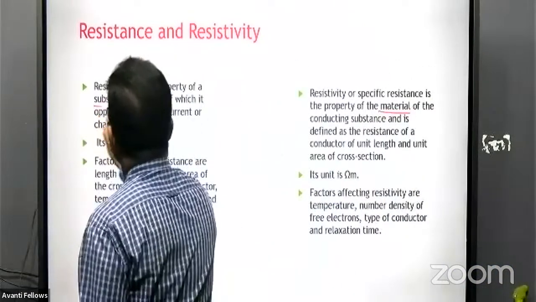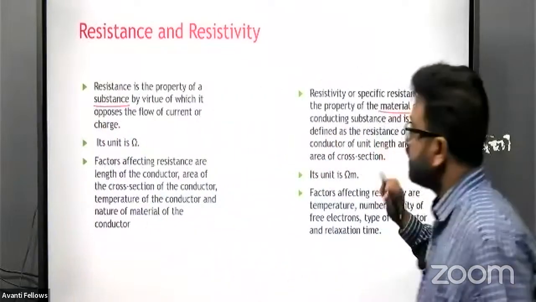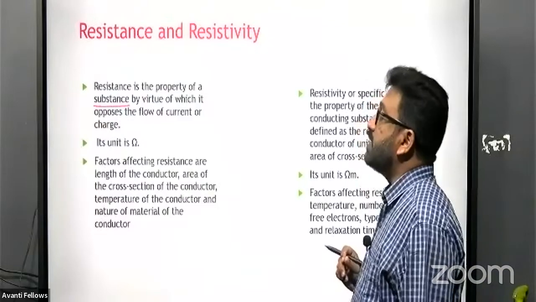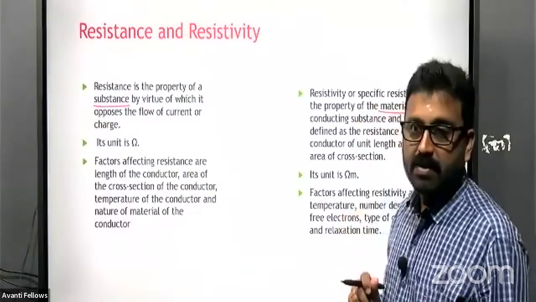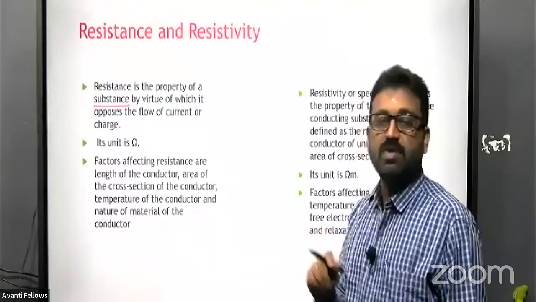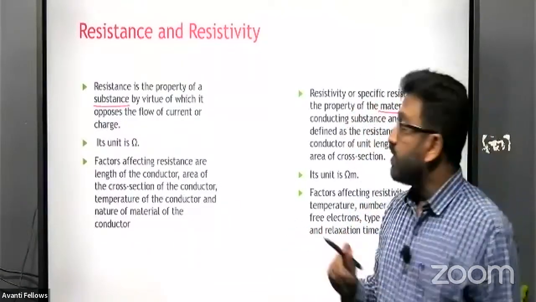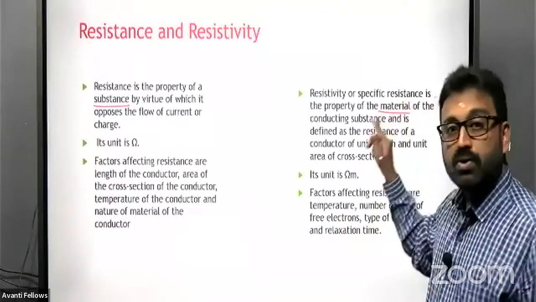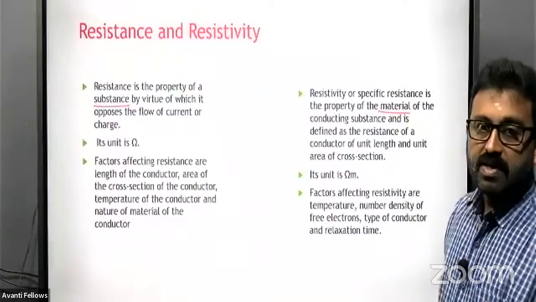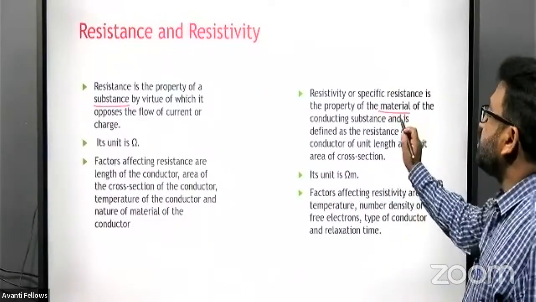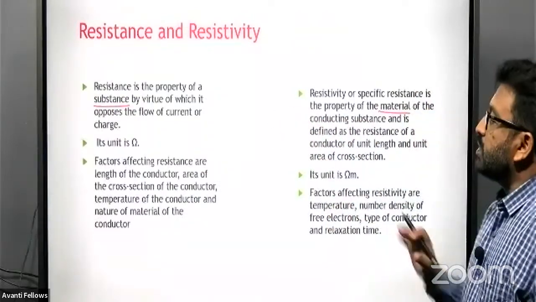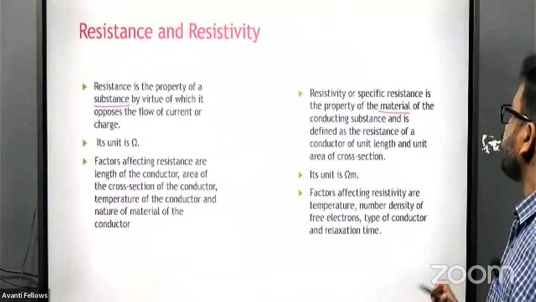Here it is the substance. Here it is the material. The difference is that we can have different kinds of resistors by using the same material. By using copper, we can construct different types of resistances of different values. Whereas in the case of resistivity, all those resistances we made from copper will have the same resistivity. So resistivity is a constant for a material, whereas resistance depends upon the type of resistors.